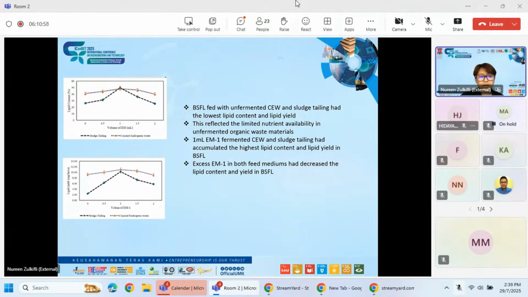The lipid content and lipid yield are basically the same thing, except the lipid content records in percentage, while for the lipid yield, we are looking at how much lipid is contained in the body of a larva. From here, you can see that the BSFL that are being fed with unfermented coconut endosperm waste and also sludge tailing had the lowest lipid content and lipid yield. That means they are not pre-treated with EM1. This reflected the limited nutrient availability in unfermented organic waste materials.